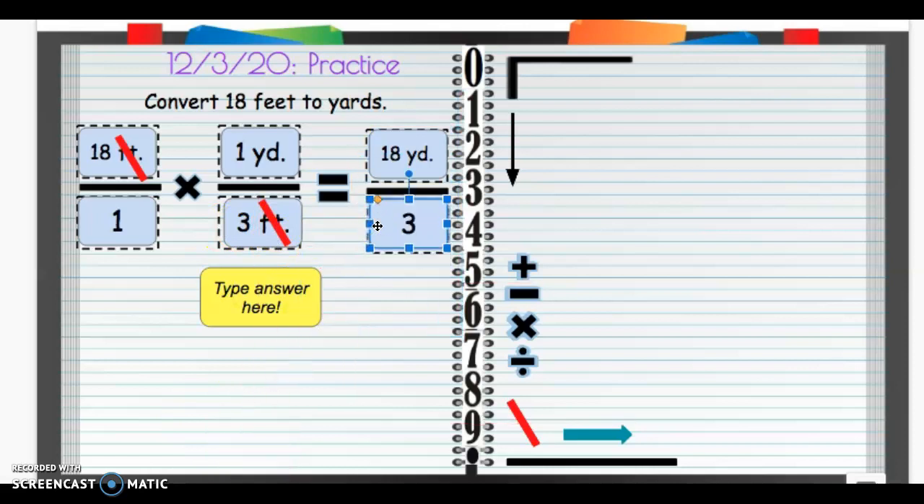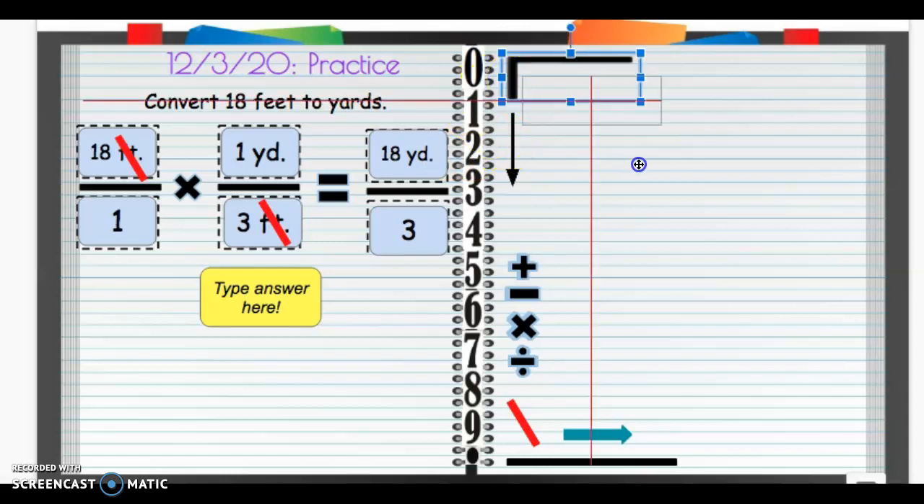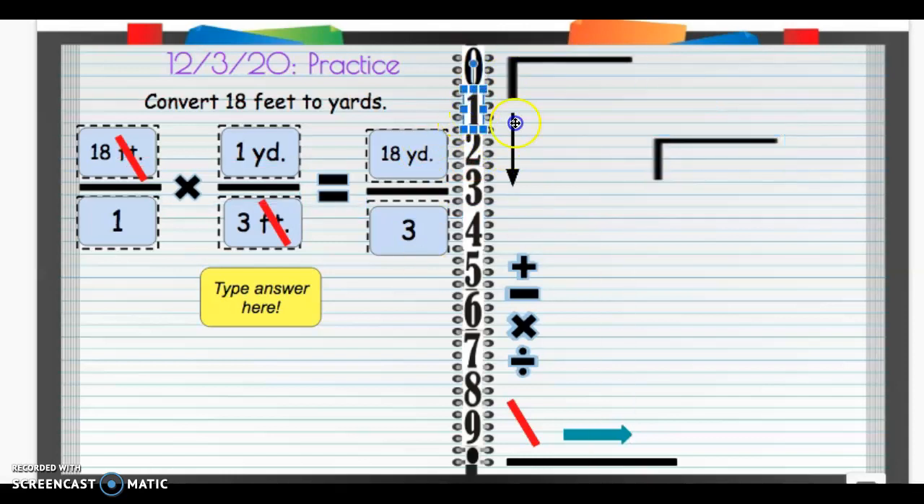Well, here's the thing though. We always want our end conversion out of 1. Because right now, it says that 18 yards is in 3. But we want to know how many yards, how many 18 feet get us to yards. So what we know about fractions is that fractions are division. So all we're doing is 18 divided by 3.